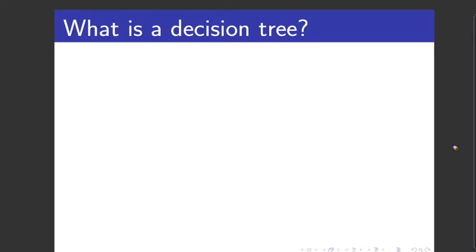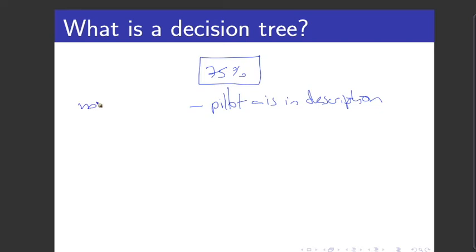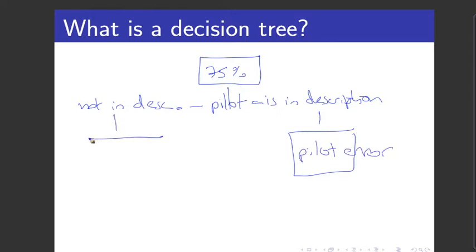How can we express this simple decision of ours to decide whether it's based on pilot? Well, imagine you have your overall data at the top, and 75% of accidents are due to pilot error, and the first thing you do, the first decision you're going to make, is going to be based on pilot. If pilot is in or not in the description. If pilot is in the description, you're going to say that it's due to pilot error, and if pilot is not in the description, you'll say that it's not due to pilot error.